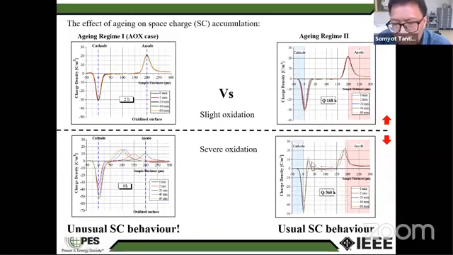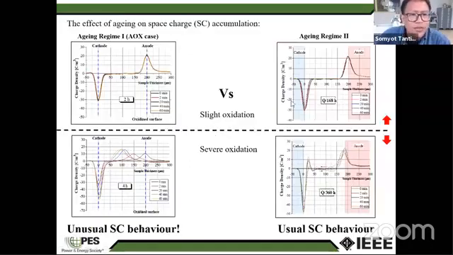heterocharge. Heterocharge means you have a different type of charge against the electrode, both electrodes. Here we can see the positive charge against the cathode. This is the difference: if you have aging in the two forms, they give different results.